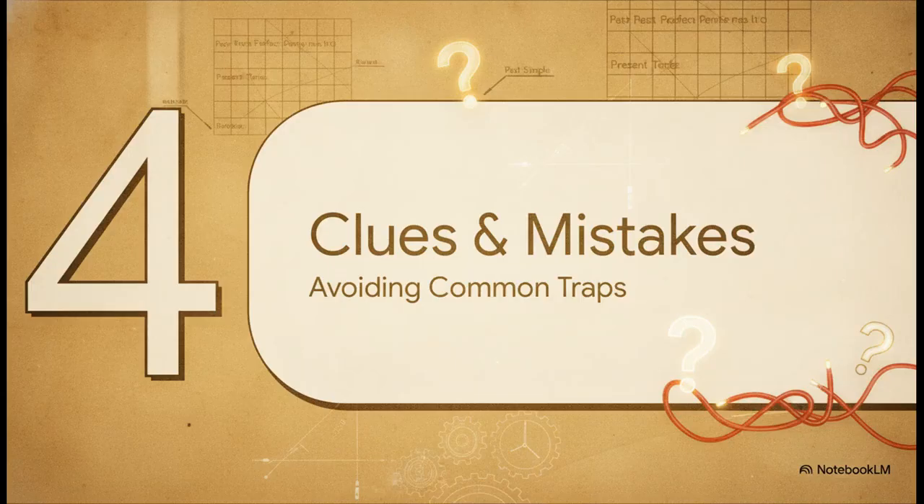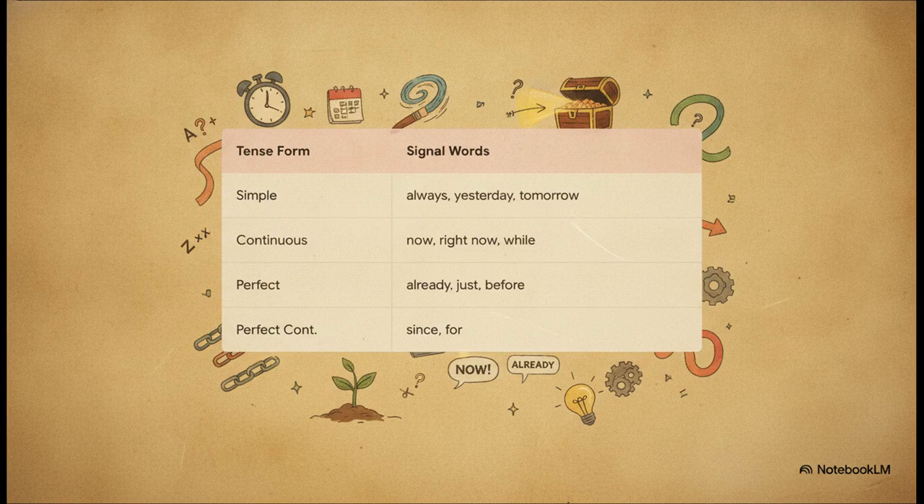Section 4. Clues and common mistakes. Here's the really crucial point. You don't always have to guess the tense. Each form has built-in signal words. Think of them as your cheat codes. If you see always or usually, you're likely in simple territory. Now or while signals a continuous tense. Words like already or by the time point directly to perfect, and since or for are massive clues for perfect continuous. These words guide you right to the correct form.